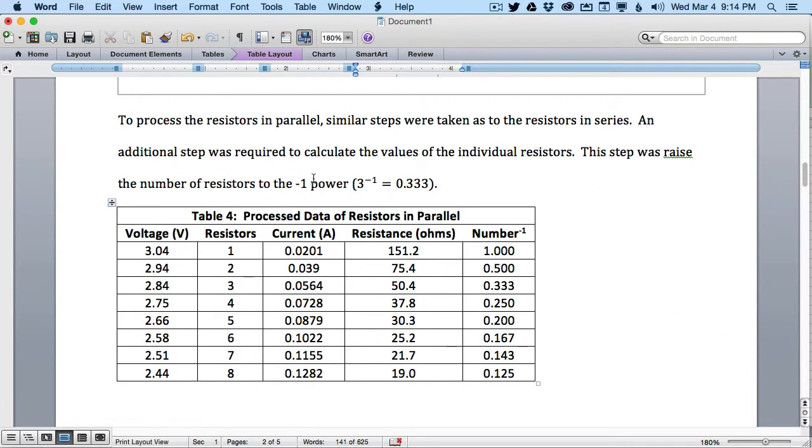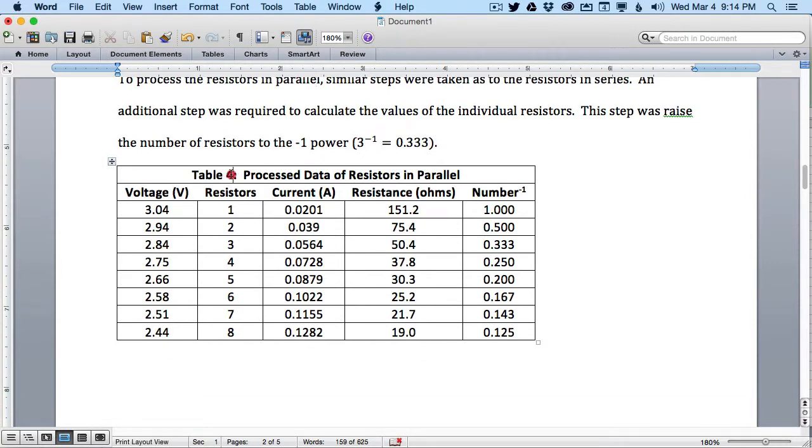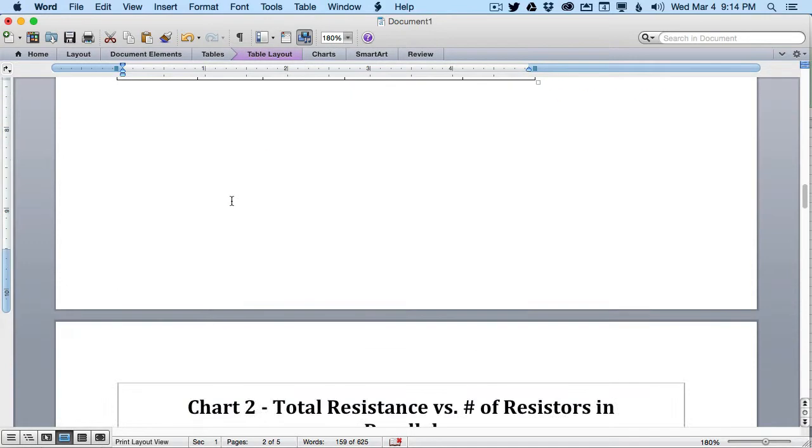Now, below that, I put the stuff for parallel, and I just basically said I did the same as above, but I indicated that I did raise the number to the -1 power. We'll talk about why I did that later. But again, you can see my process data. Again, this is table 4 if I need to refer to it later.